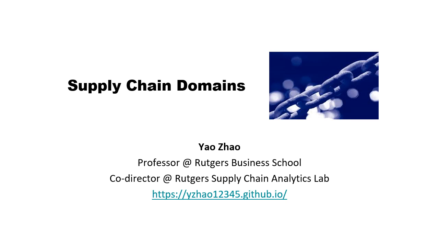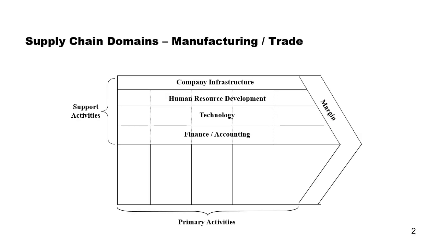Hello everybody. In this lecture, we will define domains, that is, functional areas of a supply chain. In a typical manufacturing firm, the primary activities can be classified into 5 categories: source, make, move, sell, and service.